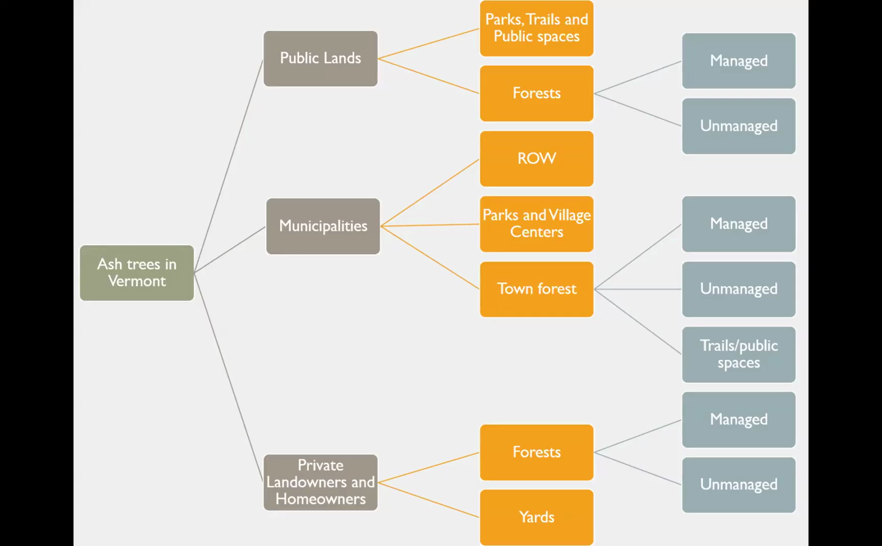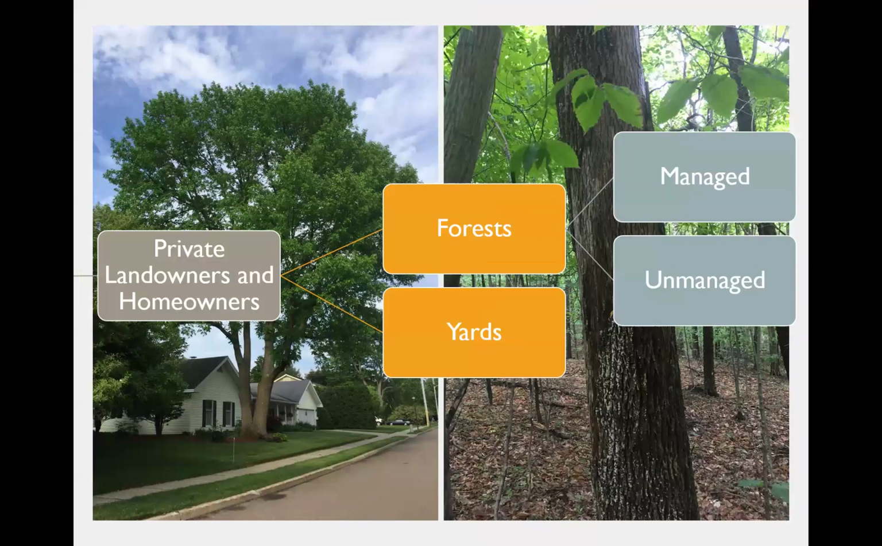So, sort of laying this all out for private landowners, like I went through already, there are trees that are in forests, managed or unmanaged, and then in yards. And the decisions that we make about these trees are going to vary.